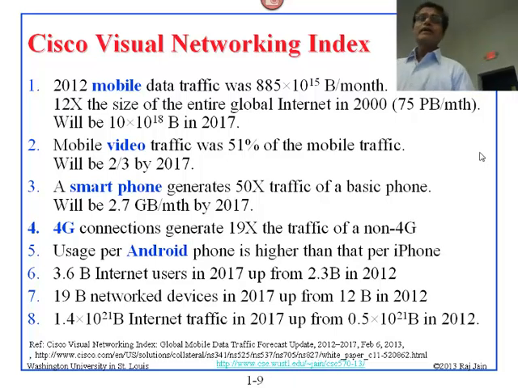So Cisco VNI. In 2012, just the mobile data traffic was 885 what they call petabytes. And since we can't really remember peta, we haven't used it that much, I put 10 raised to 15 there, just to make it easy for you. Okay? 885 petabytes. Which was 12 times that in 2000, and it will now be 10 exabytes in 2017. Exa is 10 raised to 18.